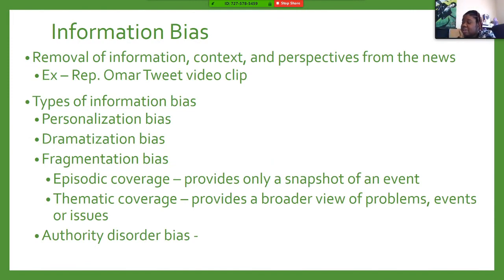And then finally, information bias, the third type of media bias. It refers to the removal of information, context, or perspectives from the news. What happened last spring was Omar. Yeah, Ilhan Omar's tweet. She had responded to the pro-Israel Super PAC. Something had happened with that PAC, and she responded, all about the Benjamins. And so what ended up happening was someone saw that and said, oh my gosh, that's anti-Semitic, because she said all about the Benjamins. She's alluding that this pro-Israel Super PAC is out here, you know, being corrupt, etc.